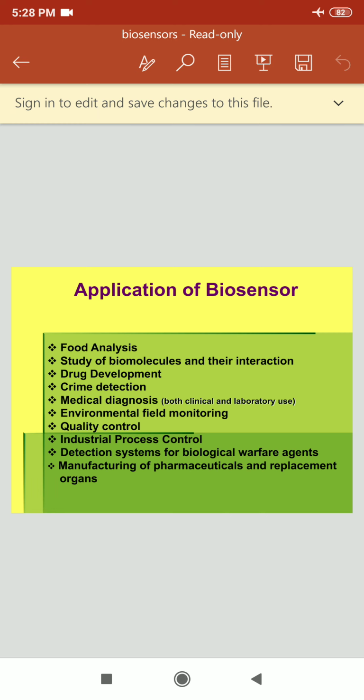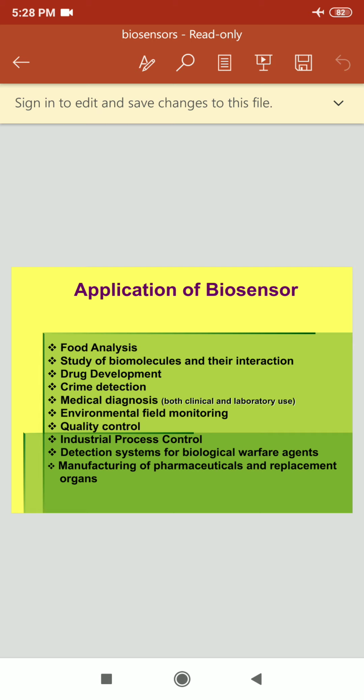Application of biosensor. In your syllabus, the application and general principle of biosensor is mentioned. First, food analysis: for food analysis, biosensors are used. Study of biomolecules and their interaction, to study biomolecules obtained from biological origin. Drug development, crime detection: biosensors are also used in crime detection, for example, fluorescence is used to detect crime in forensics. Medical diagnosis, both at the clinical level and laboratory level.